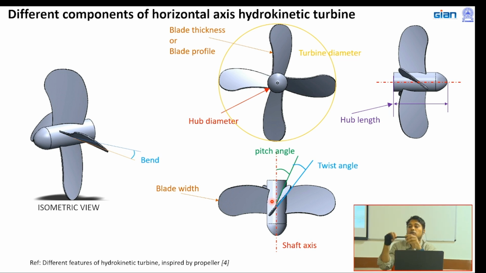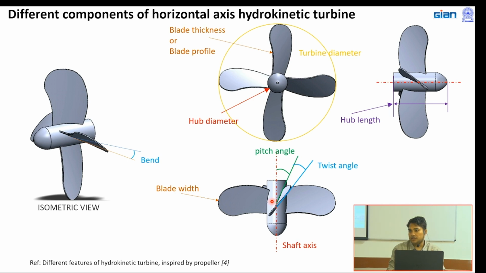After giving this twist angle and pitch angle, another operation is also done. Suppose this is your hub, and initially your blade is like this, but if you place your blade like that, it will not rotate. So you have introduced a pitch angle. Then you have introduced a twist angle. Then third, I am introducing another angle, which is the bending angle.